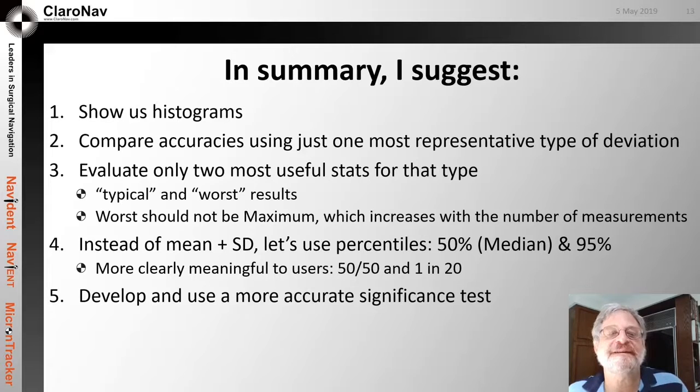5, finally, we need to develop a more accurate significance test, one that assumes a 3D chi, not normal distribution.